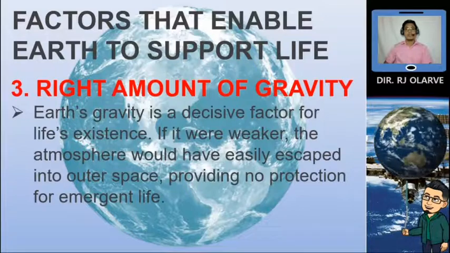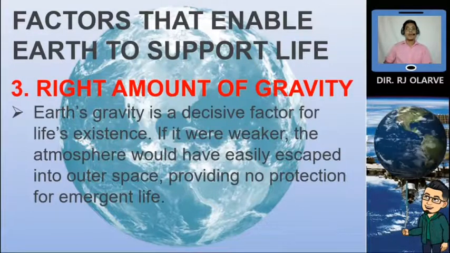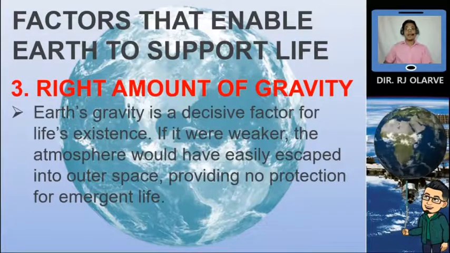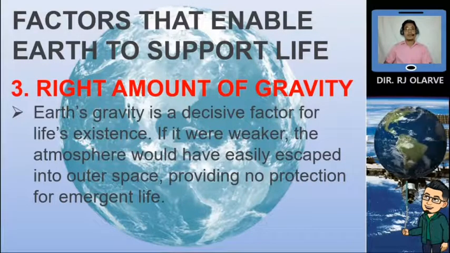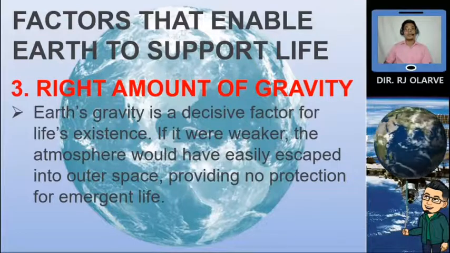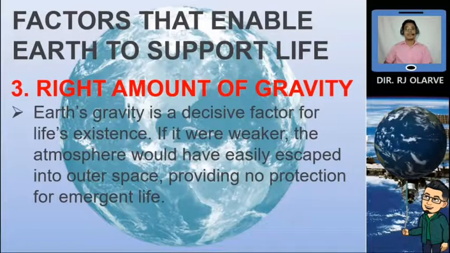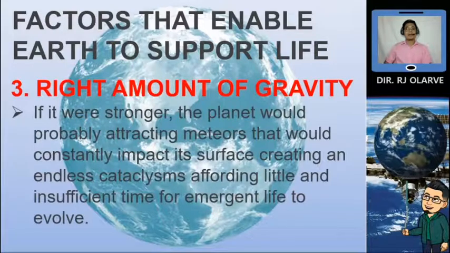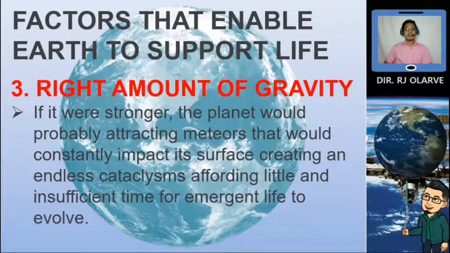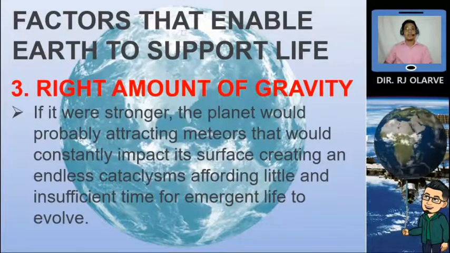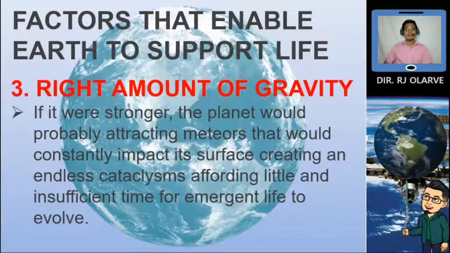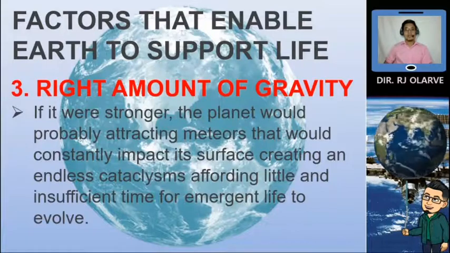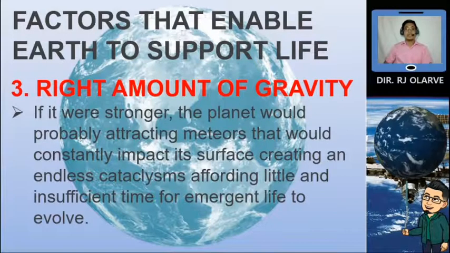So ganun yung mangyayari kapag weaker yung gravity. Mawawala yung atmosphere, and pag walang atmosphere, walang ozone layer, wala magpro-protect sa mga living organisms at wala magtatrap dun sa init. And also, kapag naman the gravity is stronger, the planet would probably attract meteors that would constantly impact its surface, creating endless cataclysms, affording little and insufficient time for emergent life to exist.